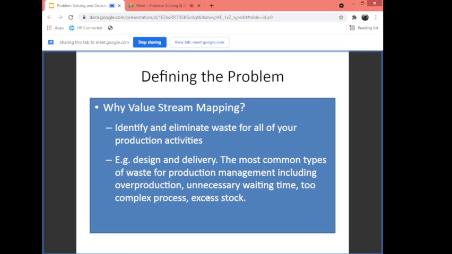The most common types of waste for production management, including, there is what you call, I think, 7 wastes in manufacturing. Okay, overproduction, unnecessary wasting time, too complex processes, transport waste, overprocessing waste. I forgot the others, but there are around 7. When you're doing lean management, you have to know all the 7 wastes in manufacturing.